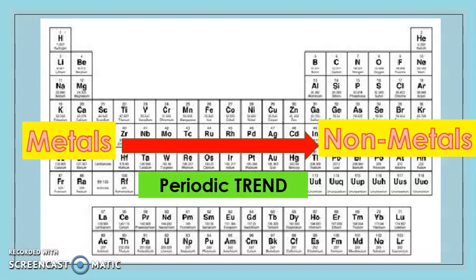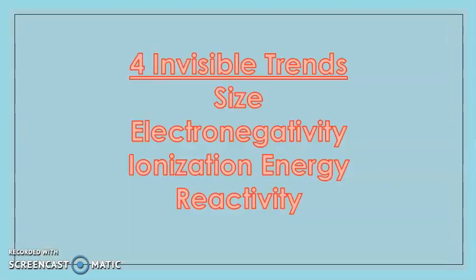Now, luckily, metallic character is something that we can really see. But in chemistry, because we can't really see those tiny atoms, we need to talk about more invisible properties. There are four that I want to talk to you about just in general today, and in subsequent units, we'll talk about these more in depth. The four invisible trends are atomic size, electronegativity, ionization energy, and reactivity. Let's take a look at them one at a time.